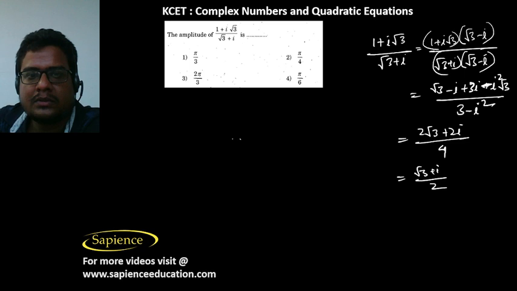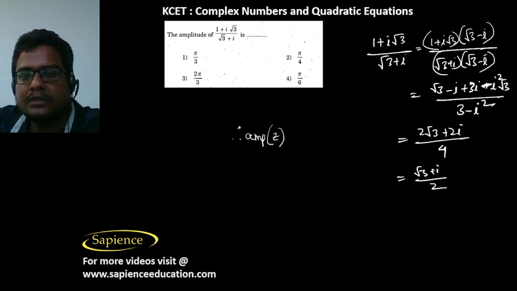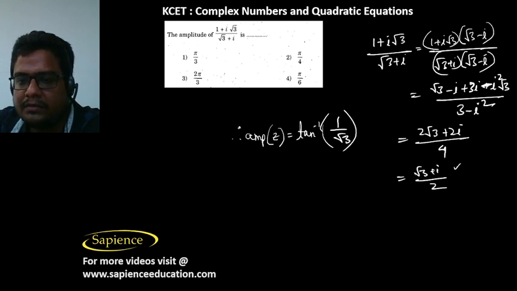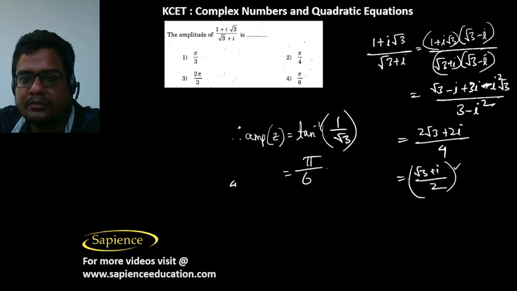So therefore we have to find the amplitude of Z. So that will be equal to tan inverse of 1 by root 3. Since why? Since this complex number will be in the first quadrant of the Argand plane. So tan inverse 1 by root 3 will be equal to pi by 6. So option 4 is the correct answer.